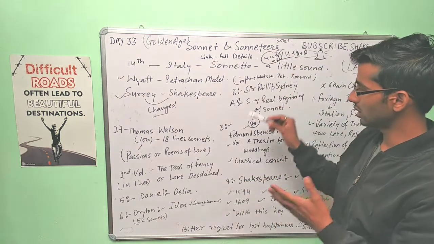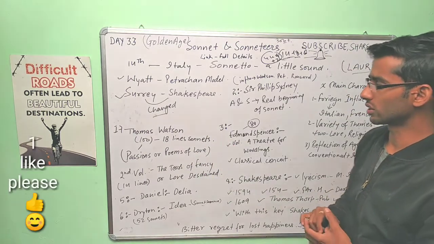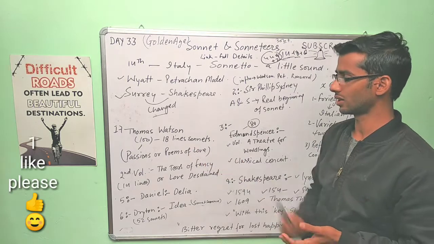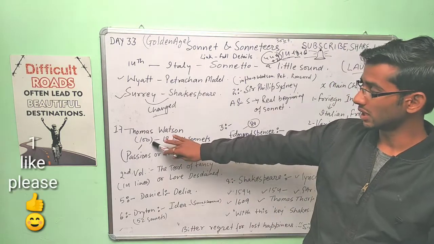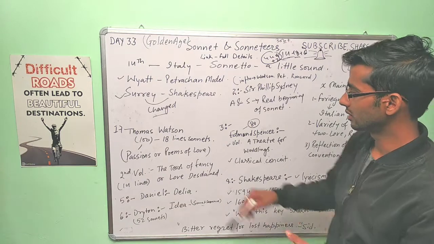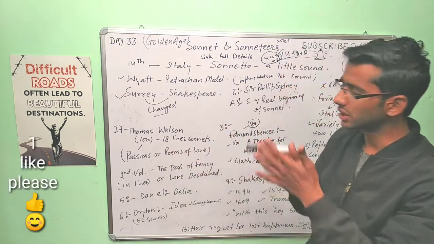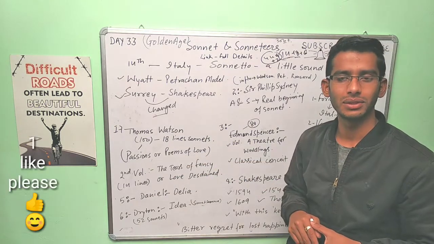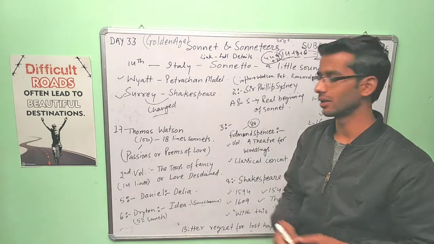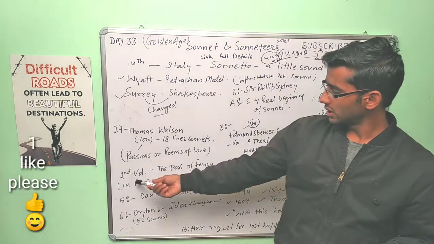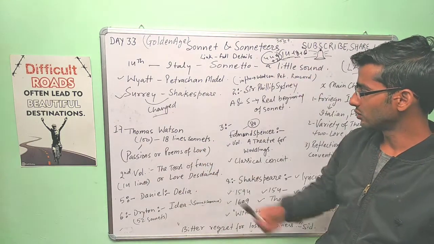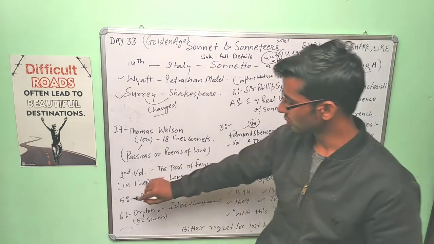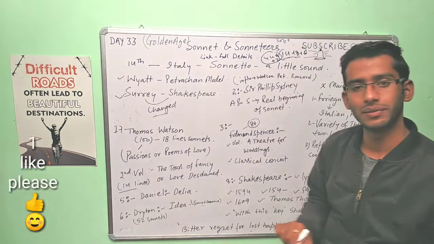So let's go ahead. First is Thomas Watson. Thomas Watson is the guy who wrote 18 line sonnets. He wrote a total of 100 sonnets, and the name of the collection of 100 sonnets was Passions or Poems of Love. So this is a question for your higher level. Next, the second volume by Thomas Watson was The Tears of Fancy, and he chose to write it in 14 lines, as you can see here.